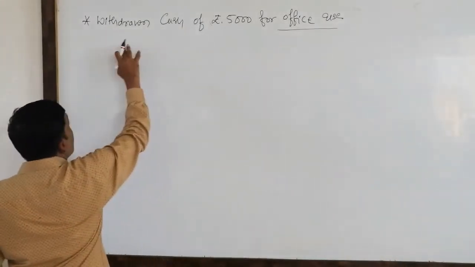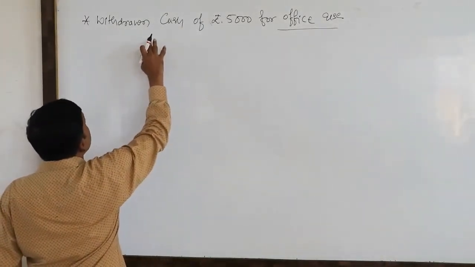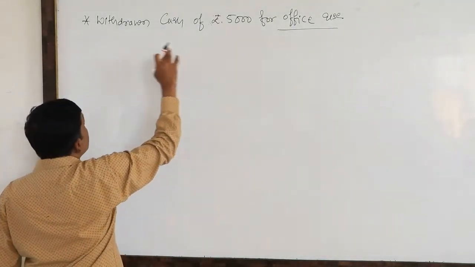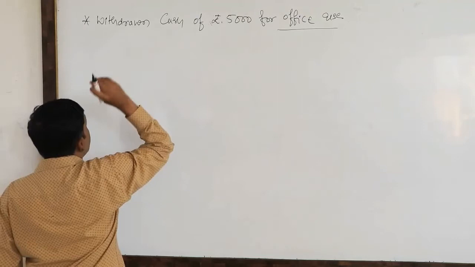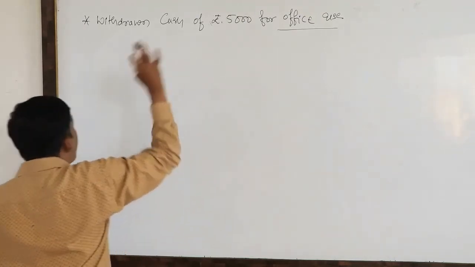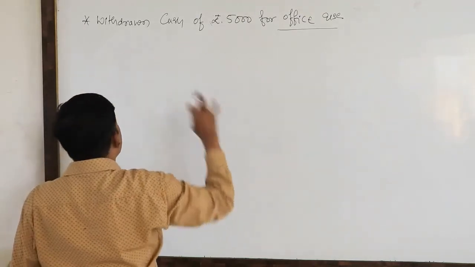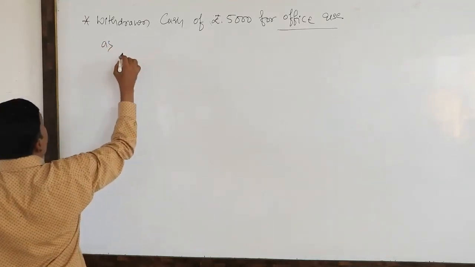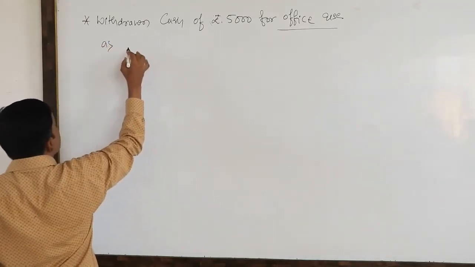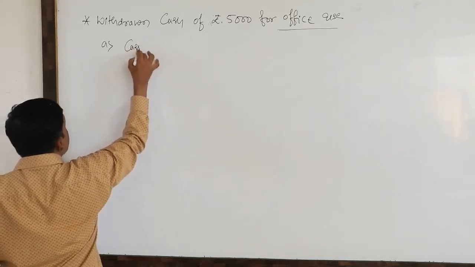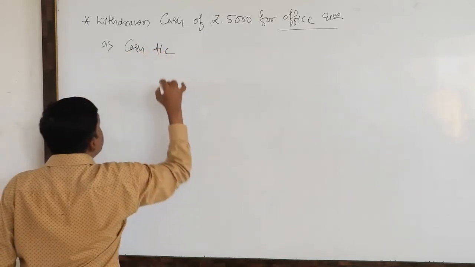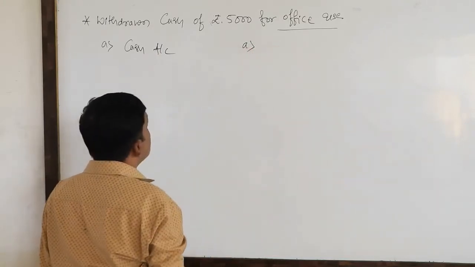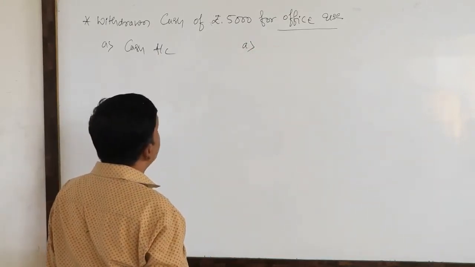From where have we withdrawn? The cash has been withdrawn from the bank for office use. So here we need to identify two aspects: one is cash account. Withdrawn cash of rupees 5,000 for office use from the bank.